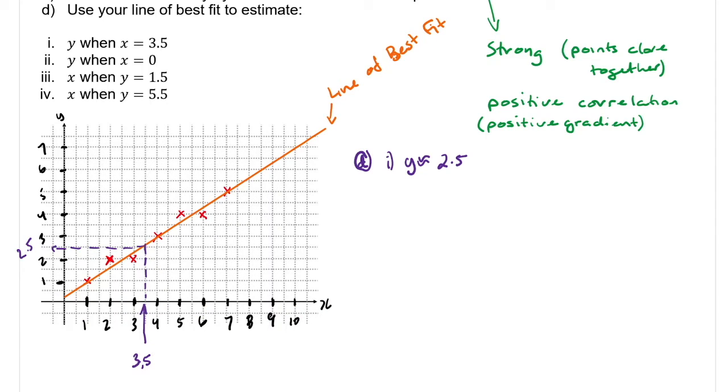Next, x equals 0. Should be an easy one, this one. We're going to go to where x equals 0, which is the y-axis, which is going to be a y-intercept. So this one, it's a little bit less than half. So I'm going to go 0.3. So roughly 0.3-ish.